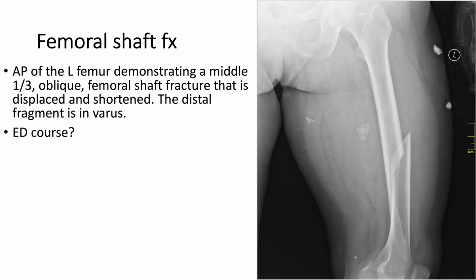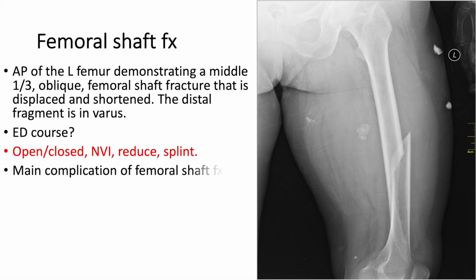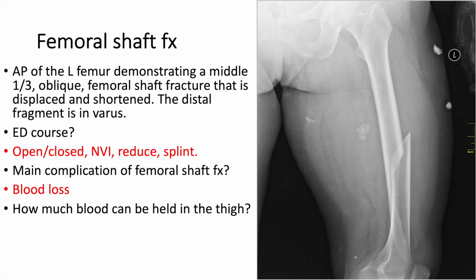What do you want to do in the ED? Usual. Check if the fracture is open or closed, neurovascular status, obviously you want to reduce it, and you're going to put it in a splint. And for femoral shaft fractures, what's the main or feared complication? Blood loss. And how much blood can you actually hold in the thigh? 1 to 1.5 liters.